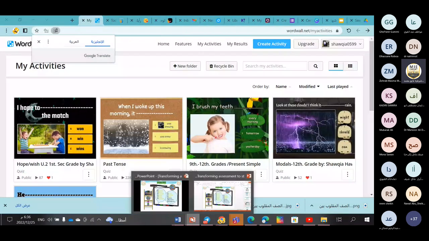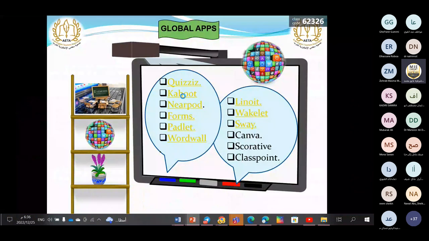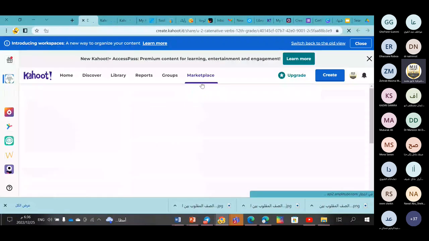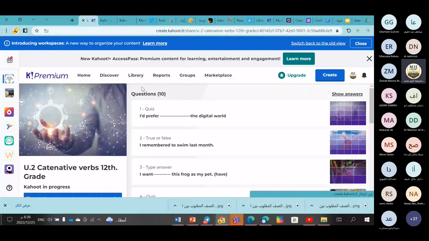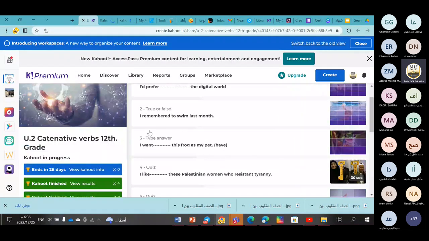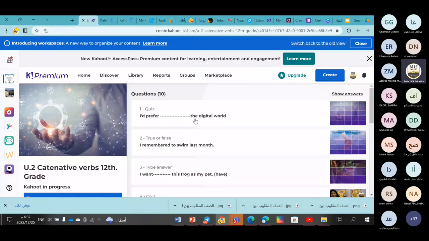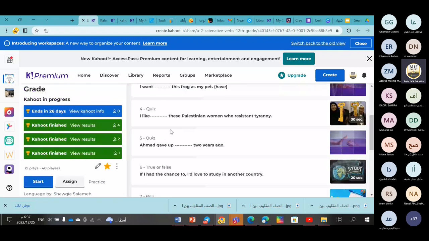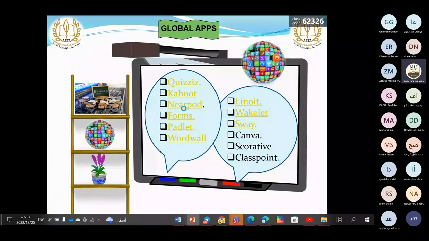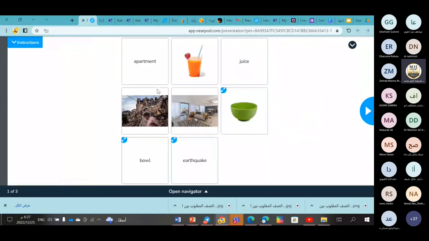If you return to this, another app is Kahoot. It is also another nice one. You see here, you can put some questions in and they can play it, because gamification is very important in order to assess our students. You can also play it in a nice way with your students. Another app here is called Nearpod. I use them with my students, and many times they express their gladness and happiness with this.